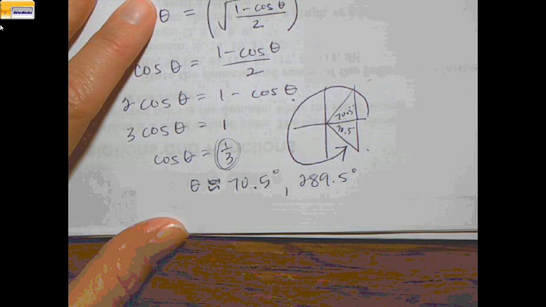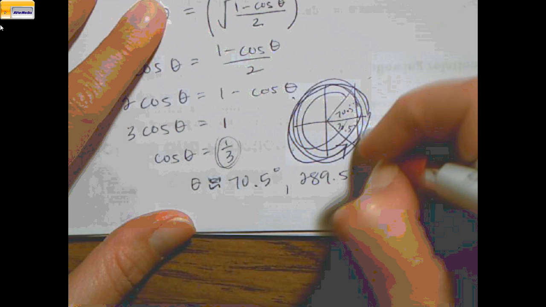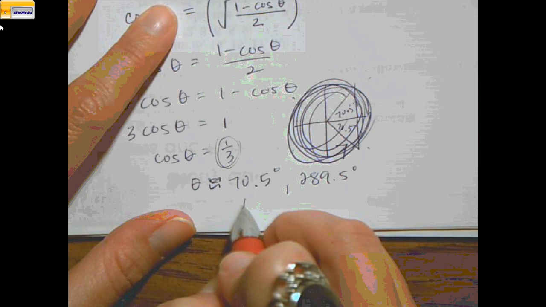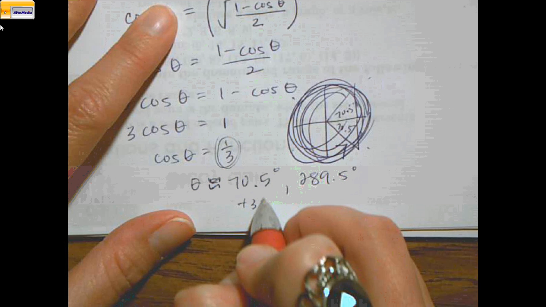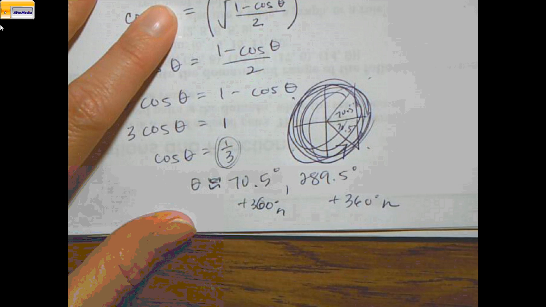And it said all solutions. So don't I want this angle plus a whole bunch of circles, and this angle plus a whole bunch of circles? Yep, so plus 360 on both of them. Make sure you've got degrees, little degree bubbles, please.